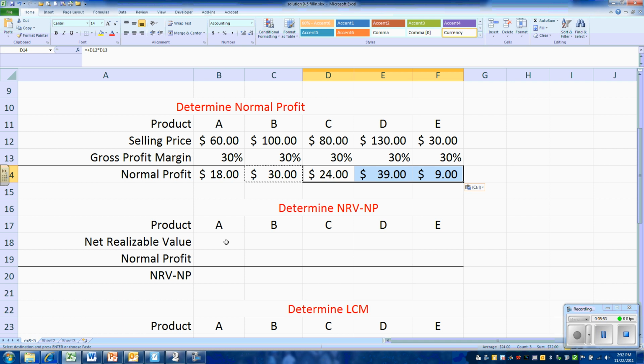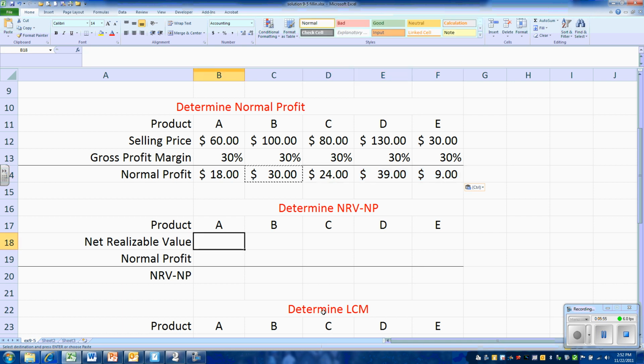For the next part of the problem, we need to determine the net realizable value, which we calculated above, minus the normal profit that we calculated. So let's set up our chart. Again, we have the products. We're going to have two lines, the net realizable value, which we've calculated, and then the normal profit. We'll subtract the normal profit from the net realizable value, and that will give us our second component of the LCM analysis, net realizable value minus normal profit.